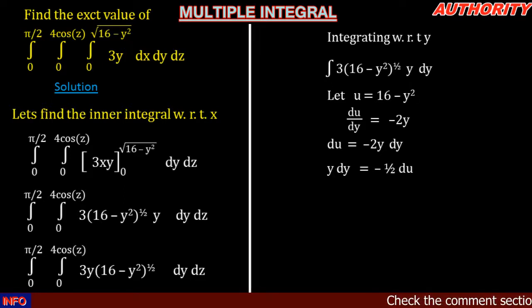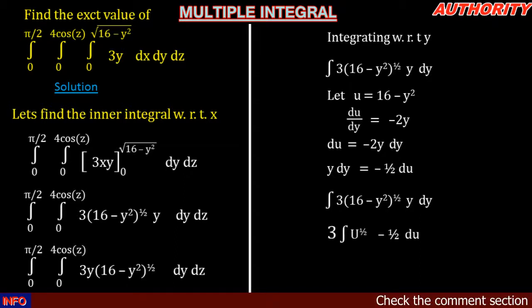Now let's go. In this integral where we have 3 open bracket 16 minus y squared in bracket 1 over 2, times y dy, we say let this 16 minus y squared be called the letter u. So that means here we're going to have the integral of 3 u raised to power 1 over 2 times minus 1 over 2 du. In place of this y dy, we replace it with minus 1 over 2 du. Now let's take this 3 outside the integral sign because it's a constant. Good. Now let's integrate.